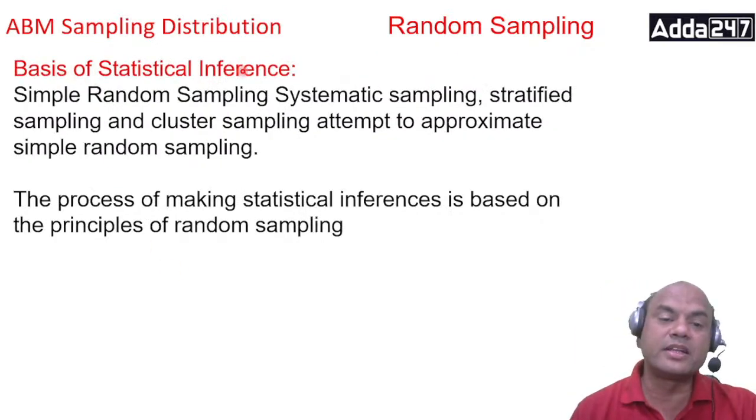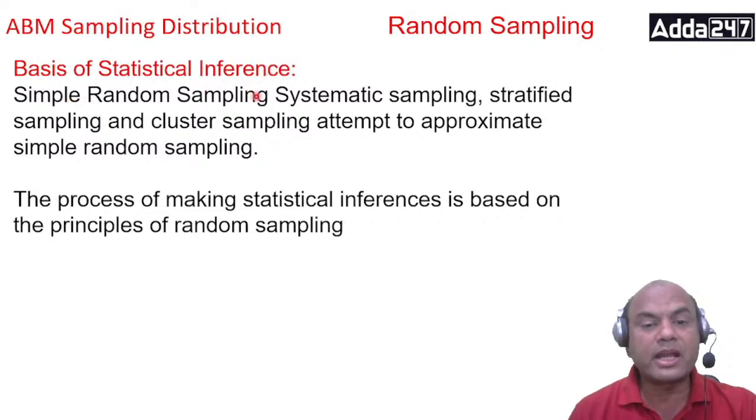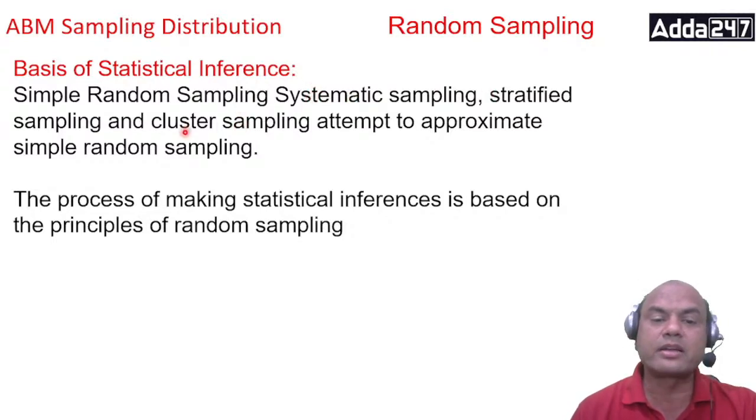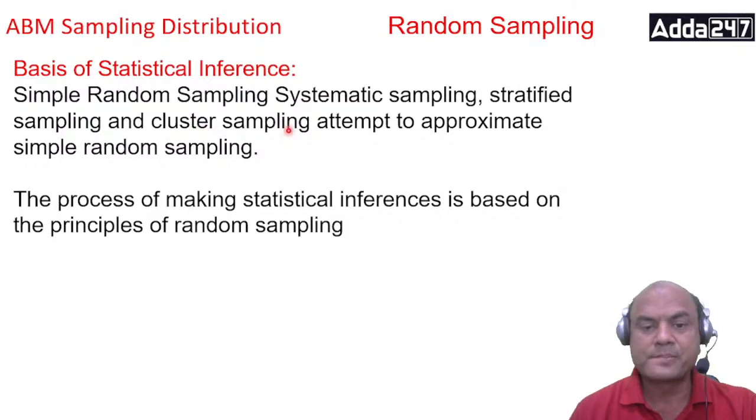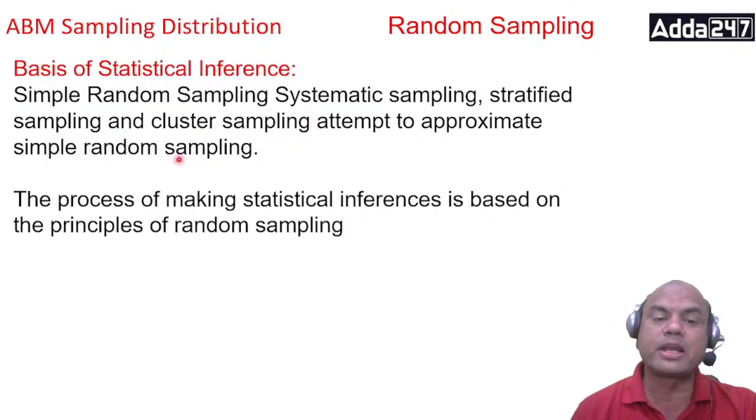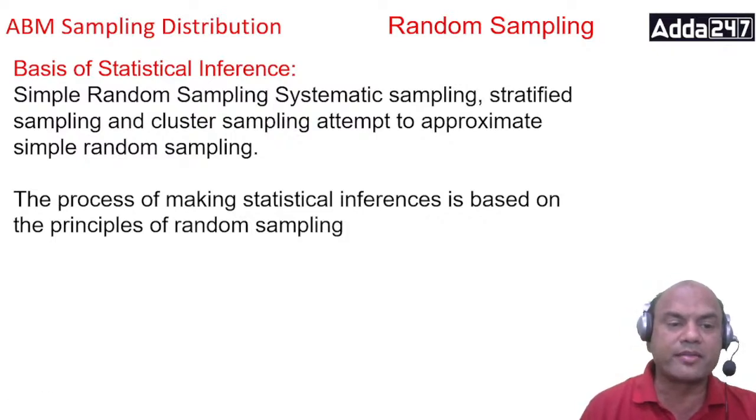Basis of statistical inference: simple random sampling, systematic sampling, stratified sampling and cluster sampling. So basically systematic, stratified and cluster sampling attempt to approximate simple random sampling. So understand this concept. This is a heading.